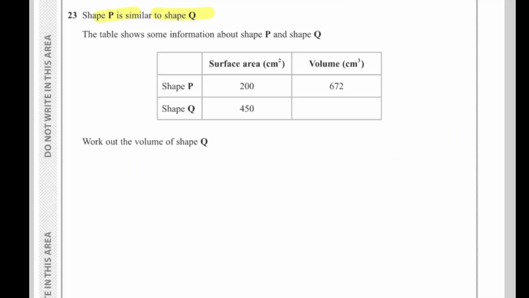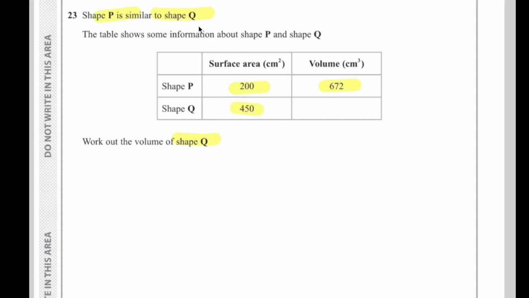Question 23. Shape P is similar to shape Q. The table shows some information about shape P and shape Q. Shape P, surface area 200 square centimeters. Shape Q, surface area 450 square centimeters. Shape P, volume 672 cubic centimeters. Work out the volume of shape Q. We need to get what the volume of shape Q is.